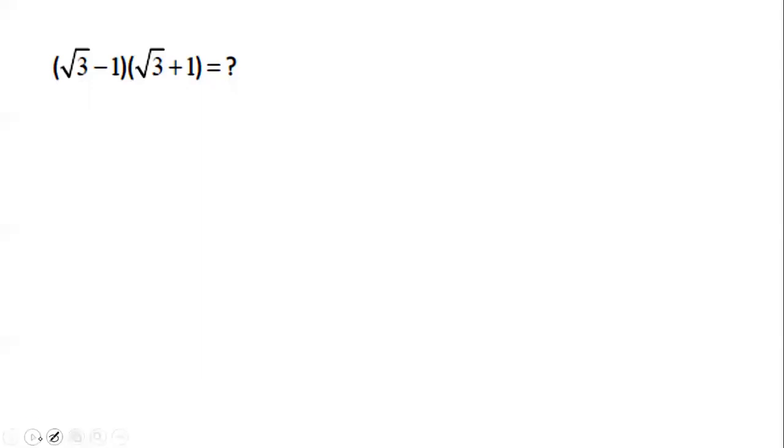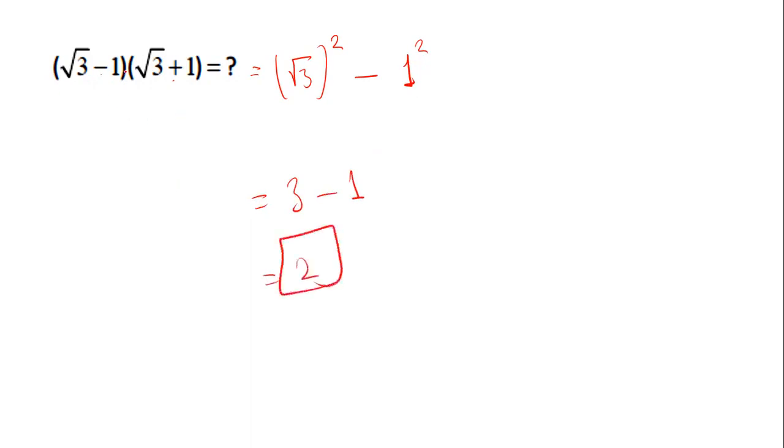All right, let's have a look at this question. In this question, I have the negative and positive of the same numbers, which will come out as root 3 squared minus 1 squared, which is going to be 3 minus 1, which is 2. See, easier. See the same number with negative and positive.